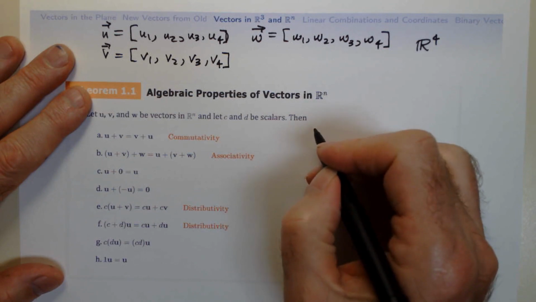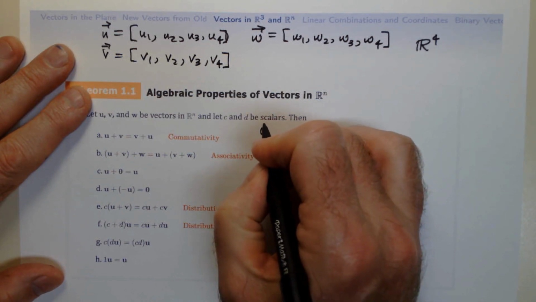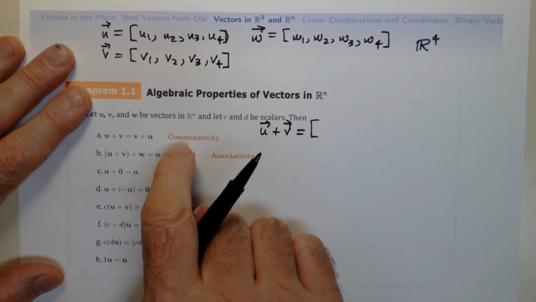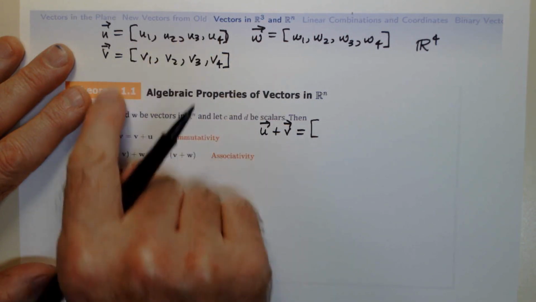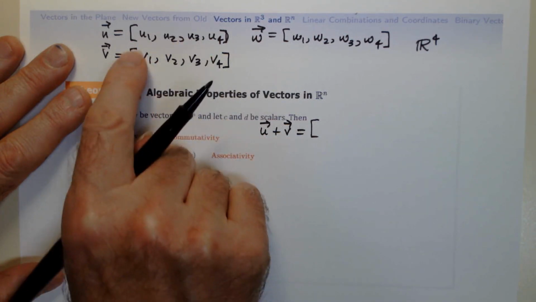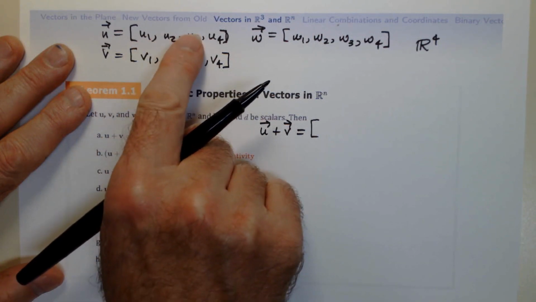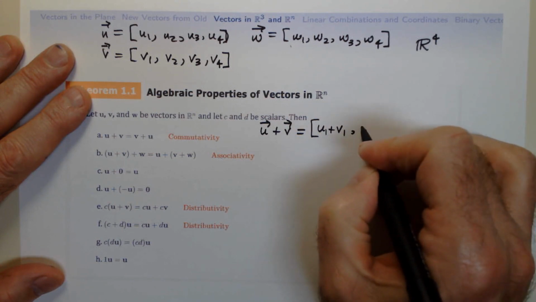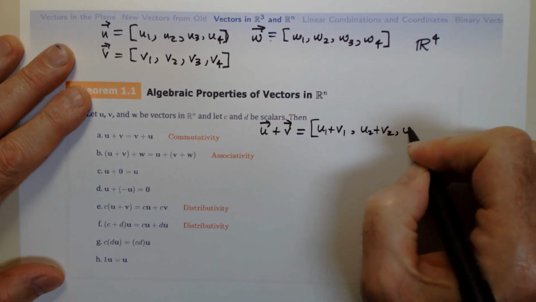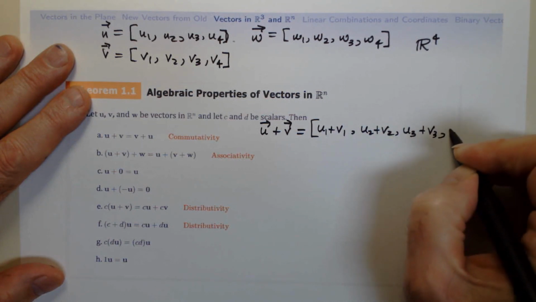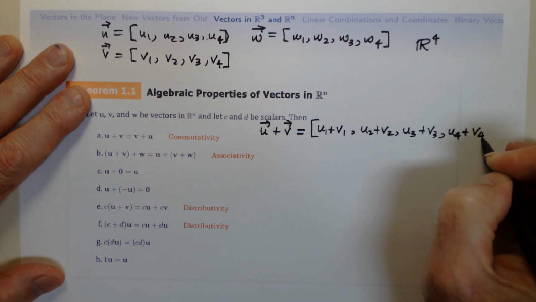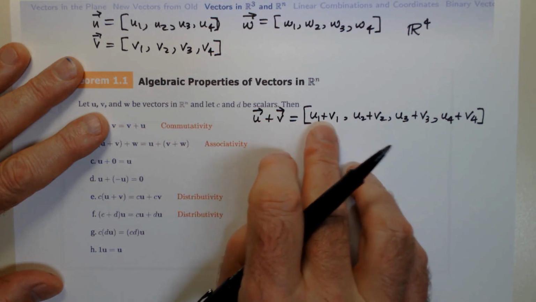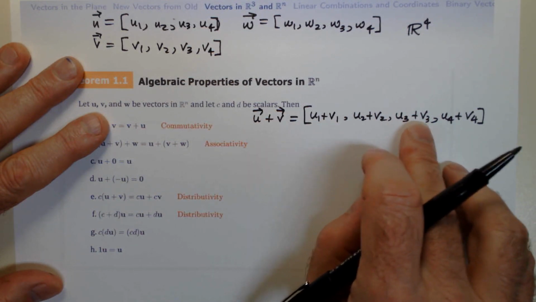So what does u plus v look like? Well, according to our definition, we should add component-wise in exactly the same order in which these appear. So we should take the components of u and add the components of v component-wise. So we'll have u1 plus v1, u2 plus v2, u3 plus v3, and finally u4 plus v4. That's according to the definition of vector addition. And now what we're going to do is use the fact that within each of these components, these are just sums of real numbers.